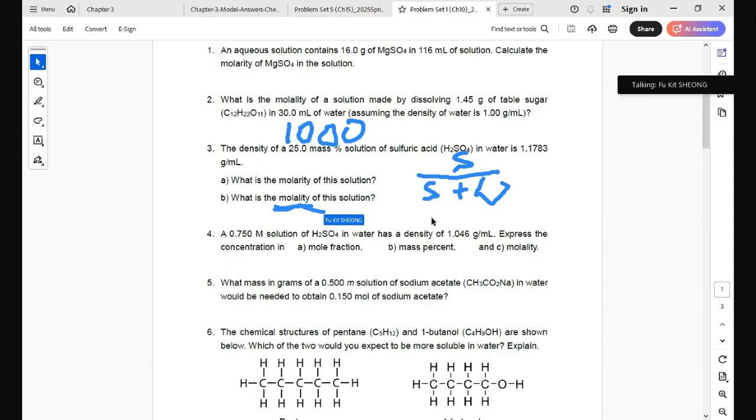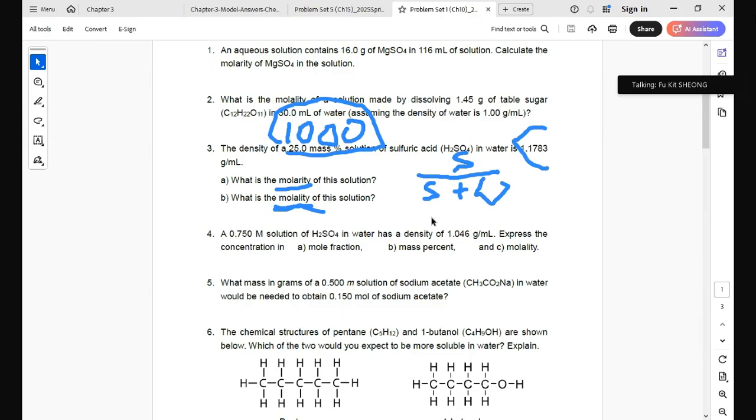Or in other words, if you want molarity, with 1,000 gram you can use the density to convert that to a volume. 1,000 gram will correspond to a certain amount of volume. Then you use that volume as a denominator, and you can calculate the molarity of the solution. Okay, that is chapter 10, question 3.